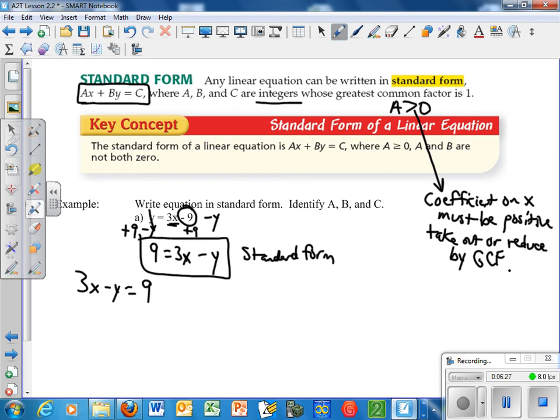Now, they want you to identify a, b, and c, so make sure you do this when you're working on your problems from this lesson. A is what's in front of x, so a would be 3. B is what's in front of y, which is negative 1. And C is the constant term that's on the other side, which is 9.